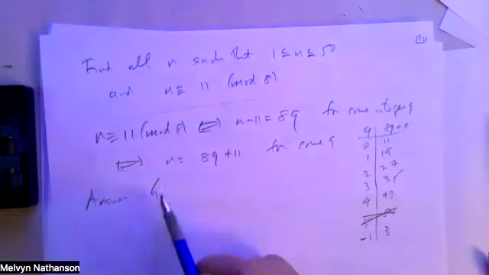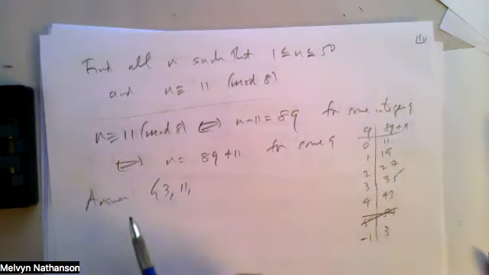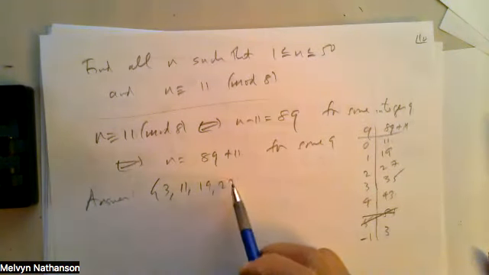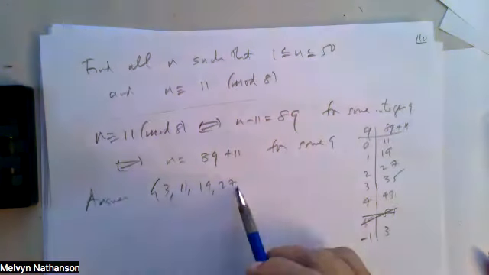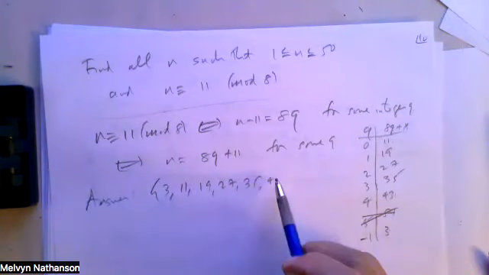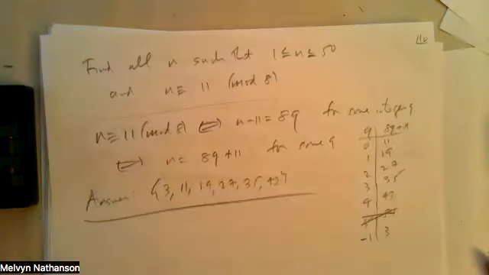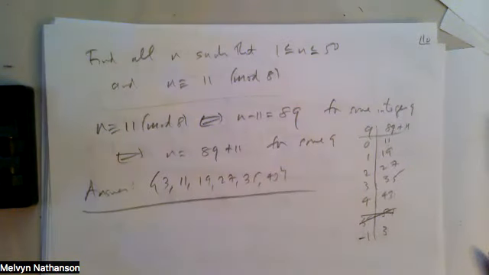is the set 3, 11, 19, 27, 35, 43. That's the set of positive integers up to 50 that are congruent to 11 mod 8.